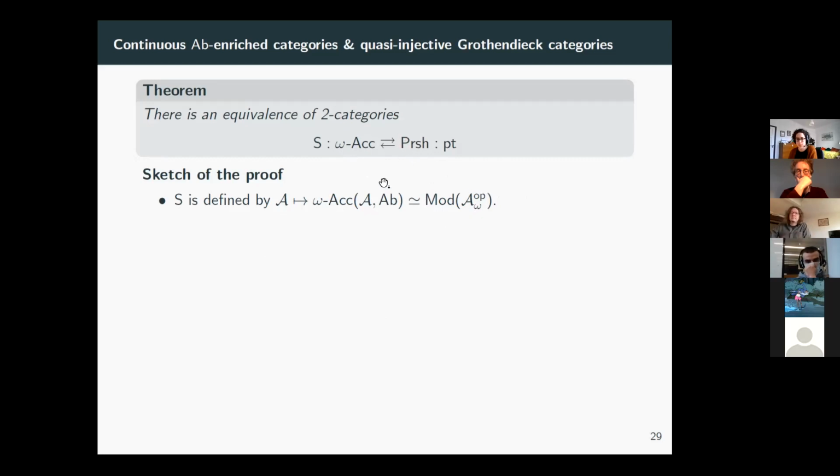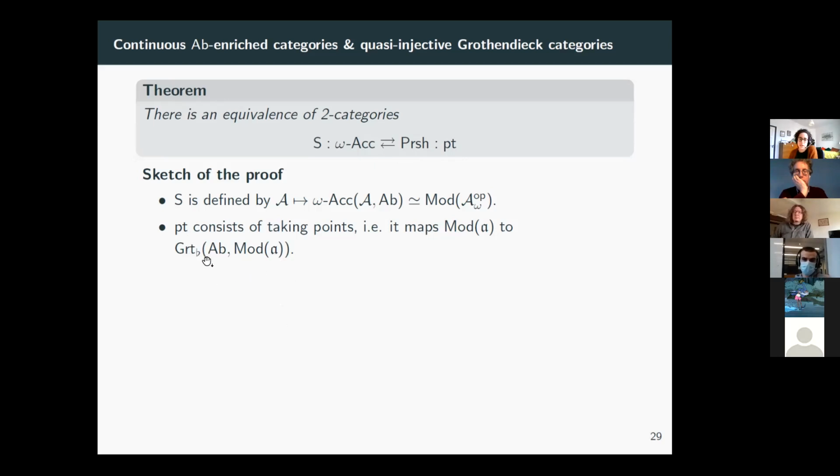This is well defined. And P, or T, is just taking points. That's why the notation. It maps a presheaf category Mod A to just the flat functors from A^op to Mod. These are points, like in the classical setup, where points are geometric morphisms from Set to whatever we had here. This is now from abelian groups to whatever we have here. And one can prove this way that this is an equivalence.